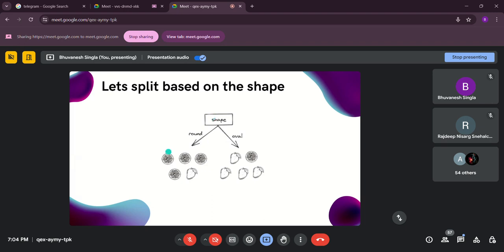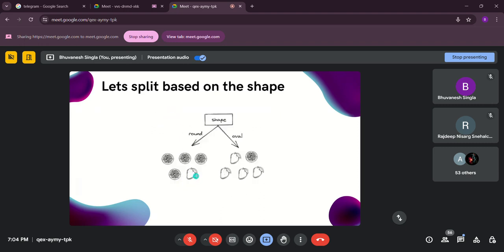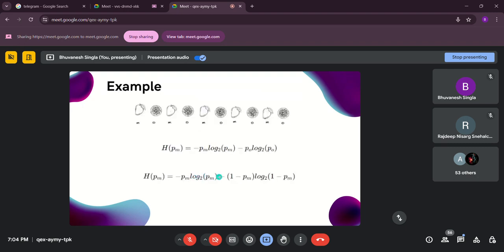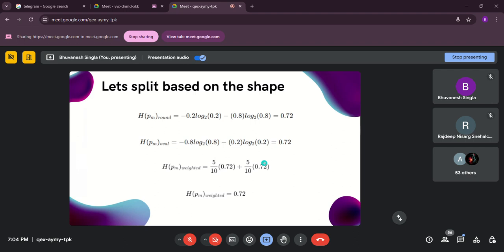So to do that, again, we'll calculate the entropy for this split and then the one for this split and then take a weighted sum of that. So we calculate similarly the entropy for round. So here the probability of mango is 0.2. So you put that in this same formula and you'll get a value. Similarly, for the oval split, you get probability of mango is 0.8. You put that same thing in the formula and you get an entropy value.